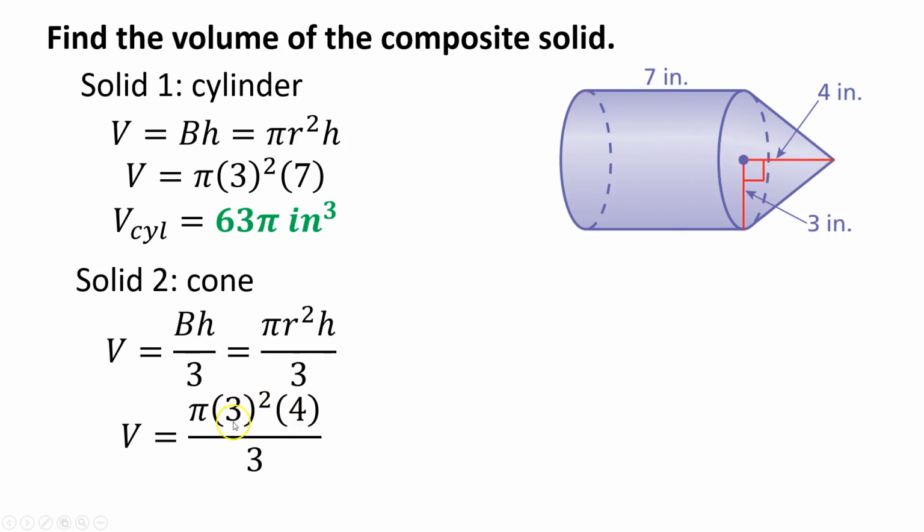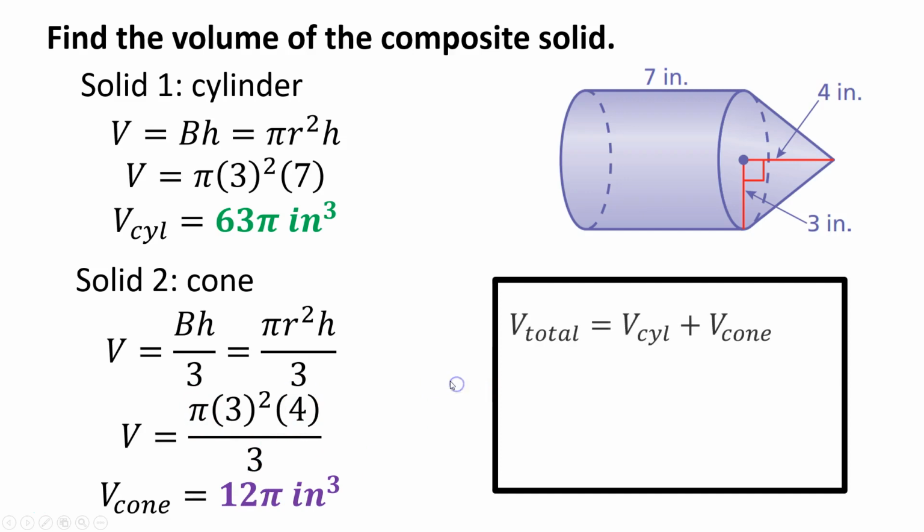All right, so we have 3 squared is 9. 9 times 4 is 36. Then we divide 36 by 3 to get 12. I didn't show all that, but that's what I did in my head. So we have 36 divided by 3 is 12. Again, don't multiply by pi yet. That's too much rounding too early on. We'll do it here in a second. So we have 12 pi for the volume of this cone.